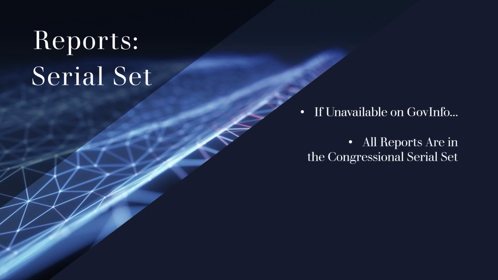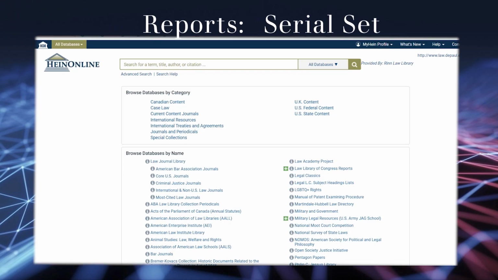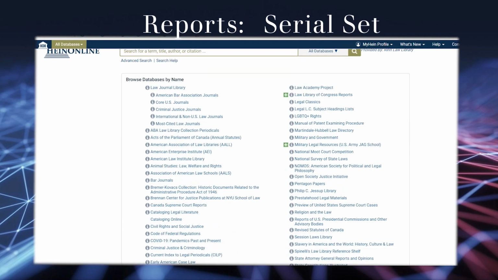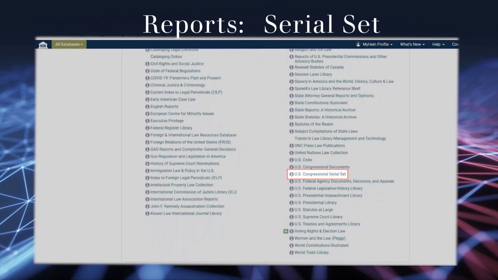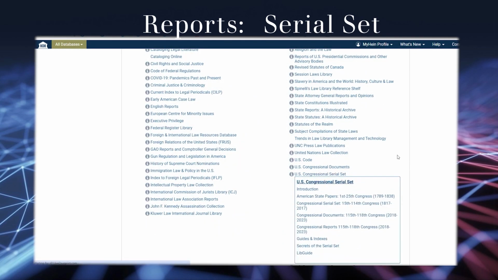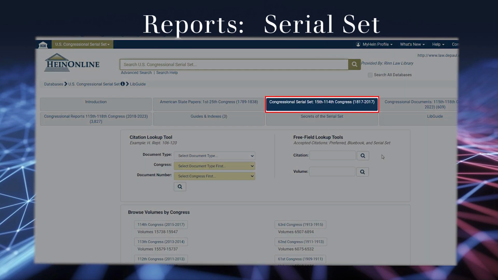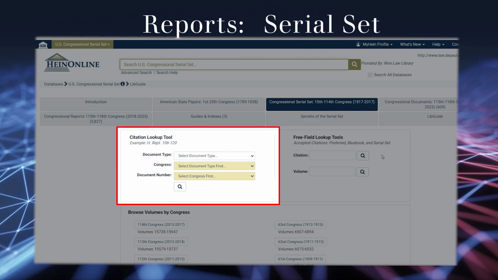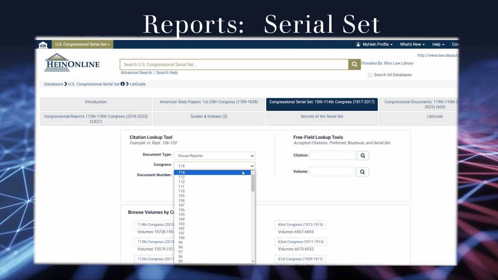Now you should know that all congressional reports, as well as certain other things published by Congress, are permanently bound in a long-running print series called the Congressional Serial Set. If you have access to HeinOnline, you can browse the entire run of the serial set. From the front page, you can look for the U.S. Congressional Serial Set. You can find the specific report you're looking for by selecting the relevant range of years, and then entering the report's citation in the Citation Lookup tool.